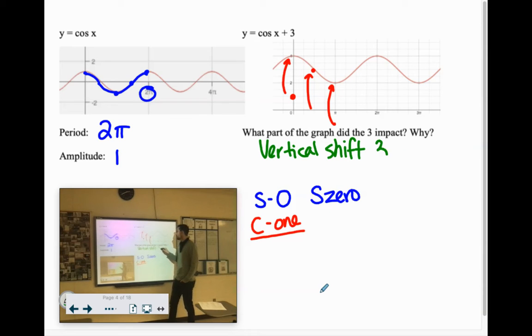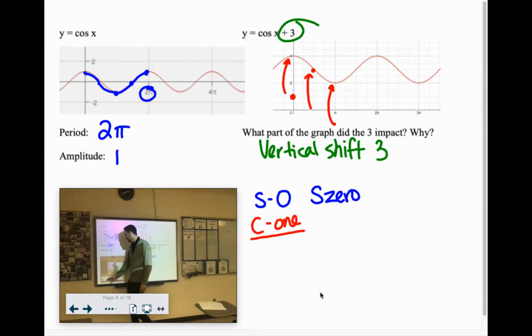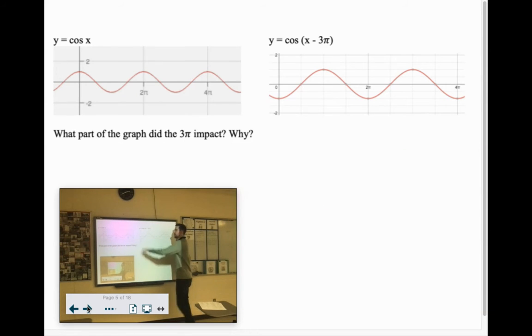Now, where do you think that comes from in the formula? Good thinking. Here's the y equals cosine of x. And here it is, cosine of x minus 3 pi. But it's in parentheses with it. That might be different than if it was outside the parentheses.